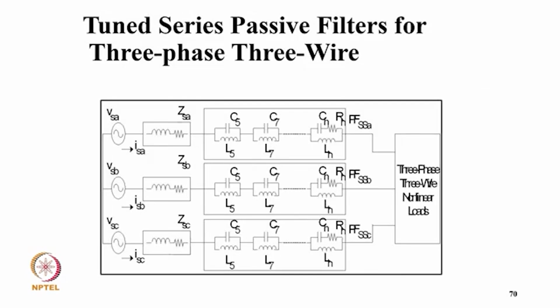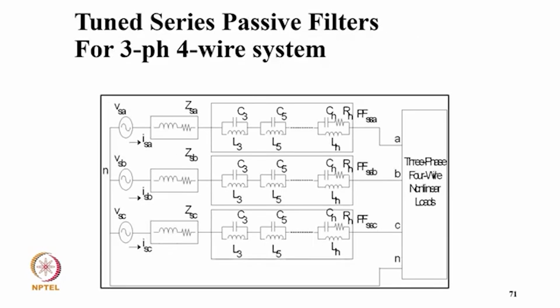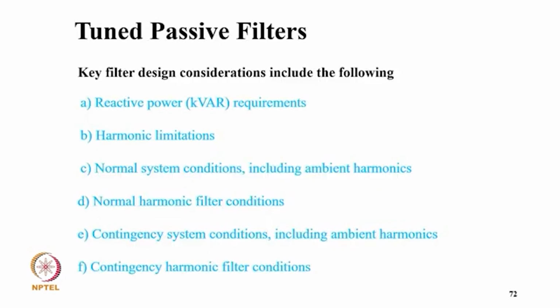And this is the series filter, tuned series passive filter for three-phase, three-wire system, that you have a 5th harmonic. Here, the shunt creates the valley in parallel, and here the series filter creates the dam, which virtually blocks the flow of the current, like the 5th harmonic, 7th harmonic, and the high pass, which blocks the higher order harmonics from flowing into the supply system. This is typically for three-phase, four-wire system, where you have a neutral.